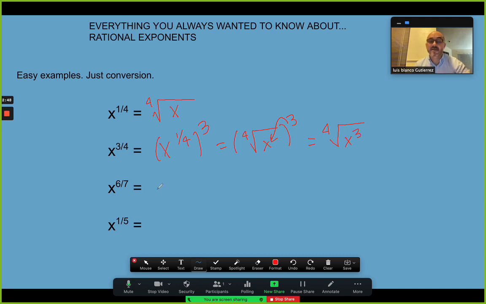Following the same idea, the next one is going to be the radical index 7 of x to the power of 6. And the last one is just easy because it's x to the power of 1, right? The index is going to be 5. In general, if I want to do x to the power of a over b, I will get the radical index b of x to the power of a. So the number on top is the exponent, and the denominator is going to be the index.